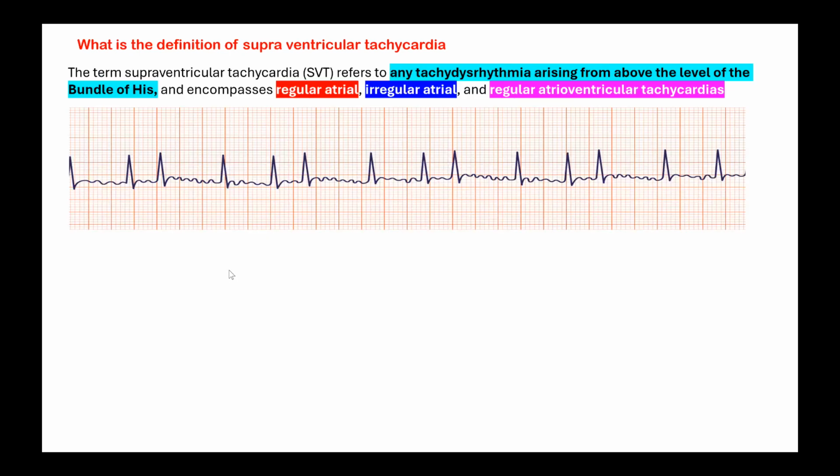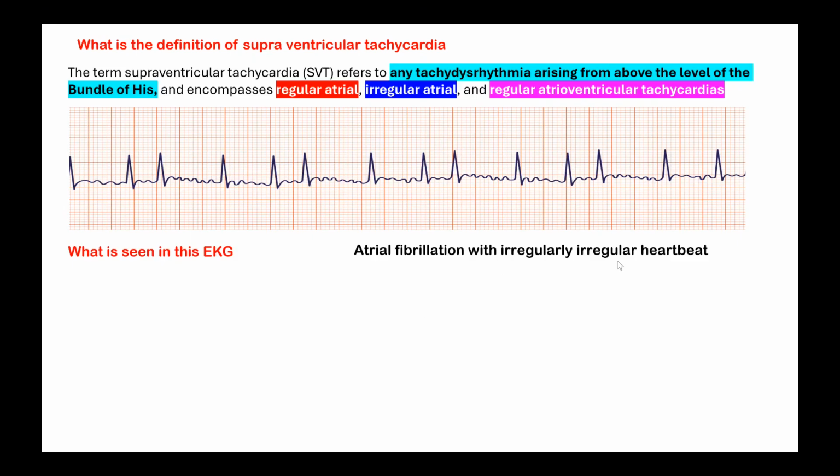Here is an ECG. What is seen in this EKG? Atrial fibrillation, sir. Fantastic. Atrial fibrillation with irregular heartbeat. So that also you have to mention. Not only atrial fibrillation, but with irregular heartbeat.